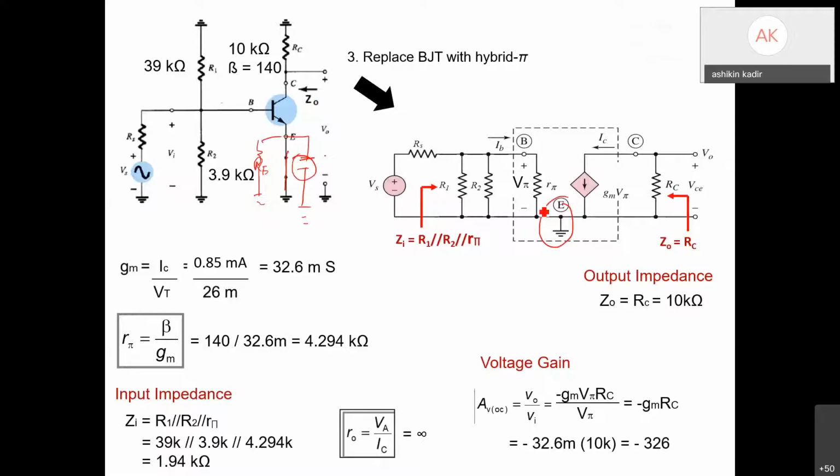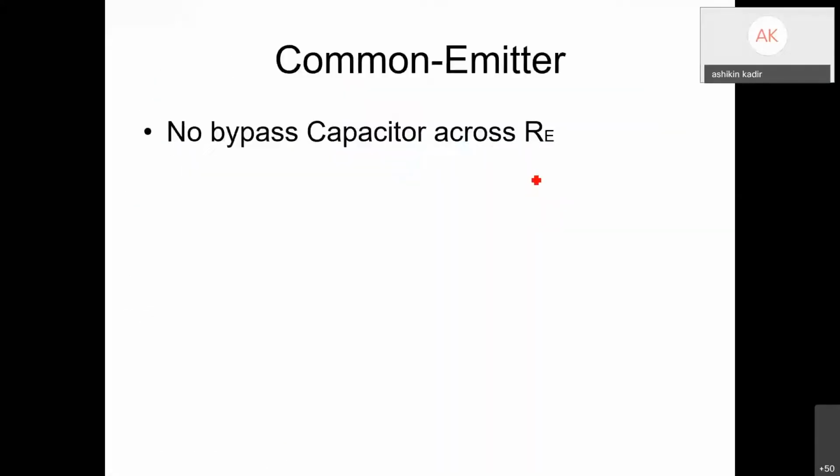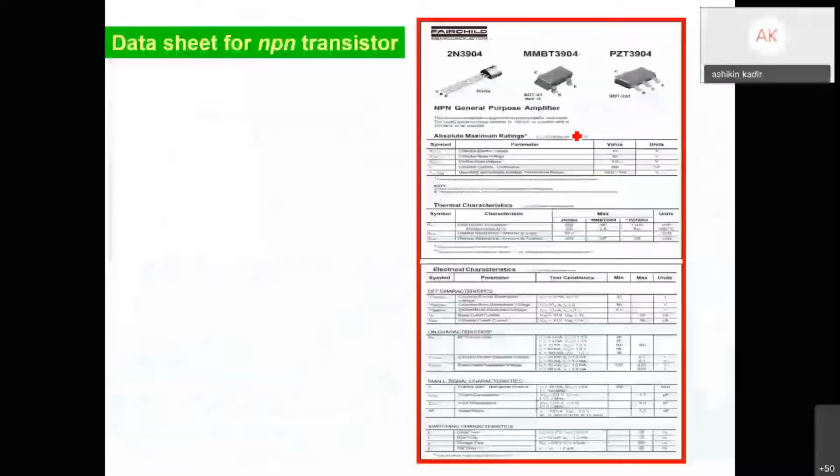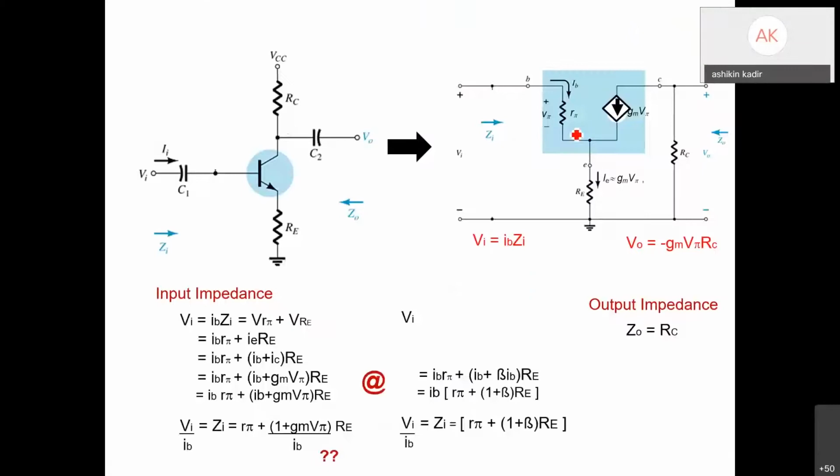Okay, so now we want to learn the case when there is no bypass capacitor across RE. This is a simple circuit where you can see there is no capacitor over it. So what happens during AC analysis? You must draw the RE.